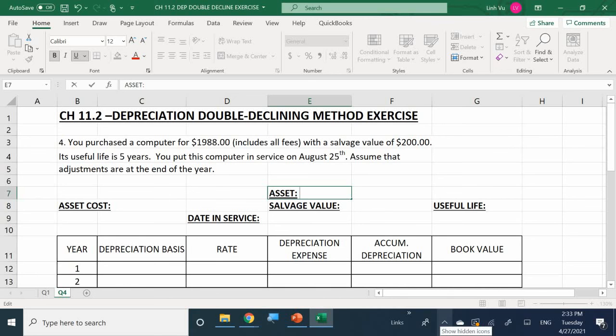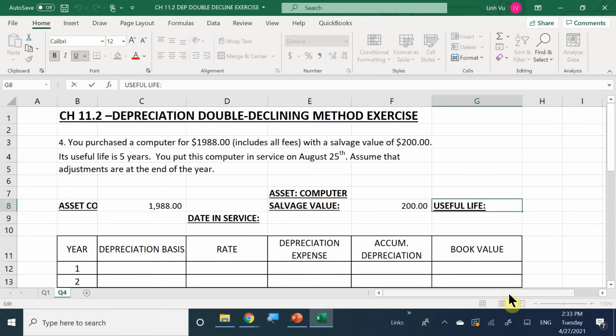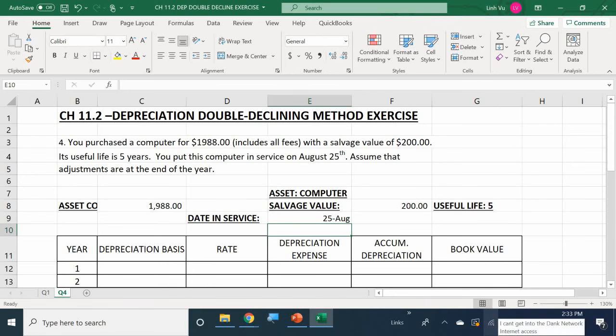So what did I buy? A computer. How much was the computer worth? $1988. How much was my salvage value? $200. That means at the end of its life, it should be worth $200. What's my useful life? 5 years. August 25th is the date that we placed it into service. So here, August 25th.